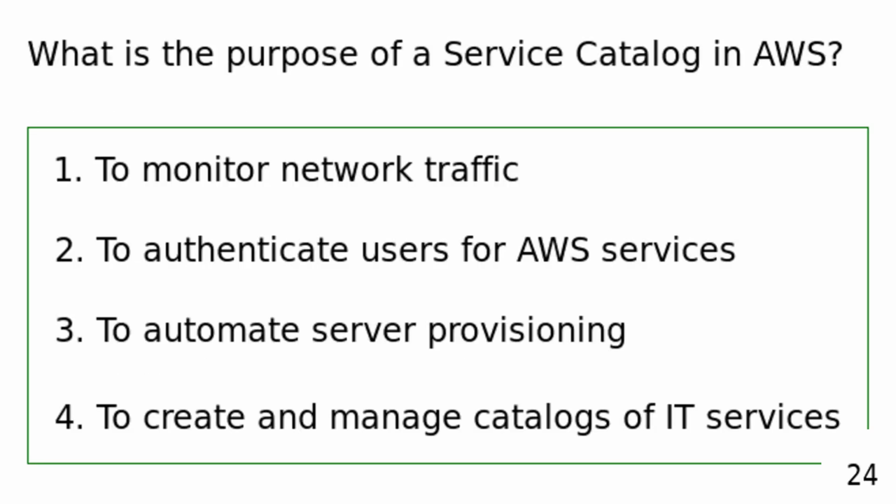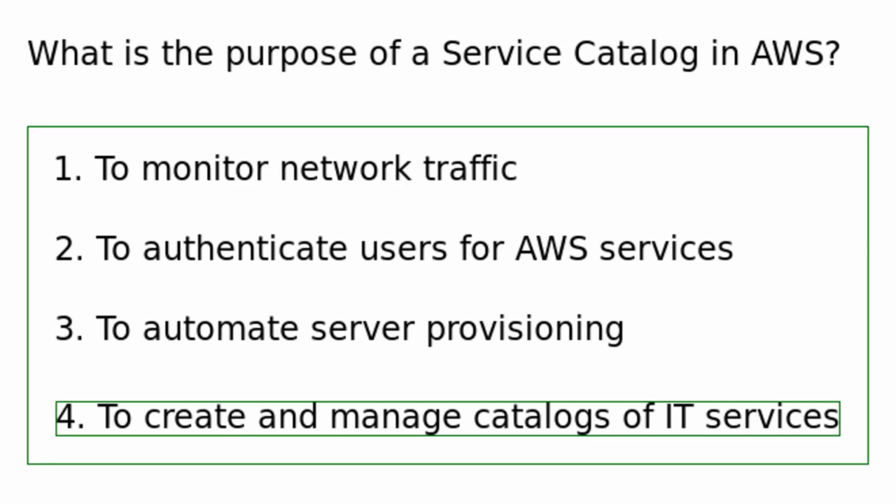What is the purpose of a service catalog in AWS? To monitor network traffic. To authenticate users for AWS services. To automate server provisioning. To create and manage catalogs of IT services. The purpose of a service catalog in AWS is to create and manage catalogs of IT services, allowing organizations to centrally manage and govern cloud services.